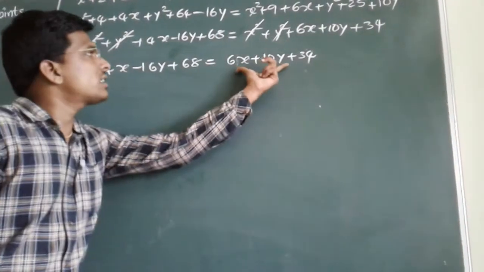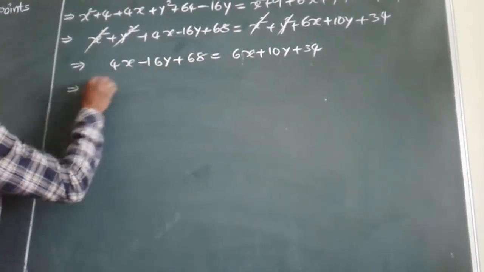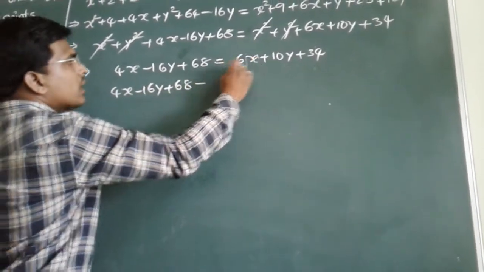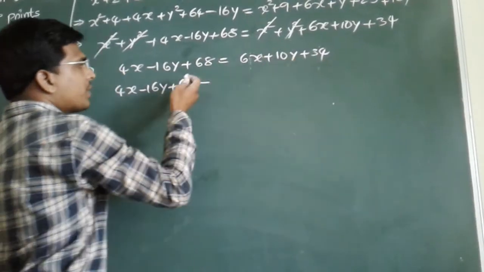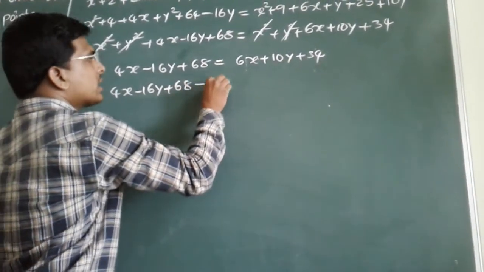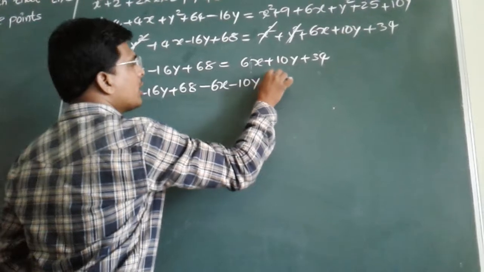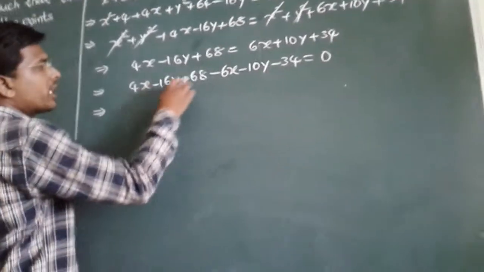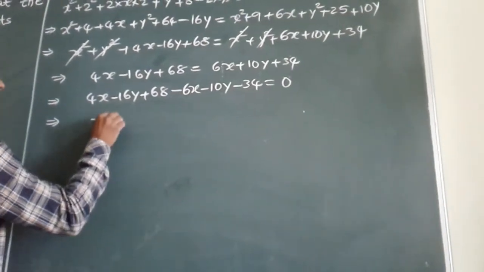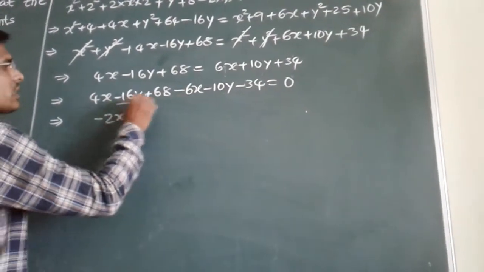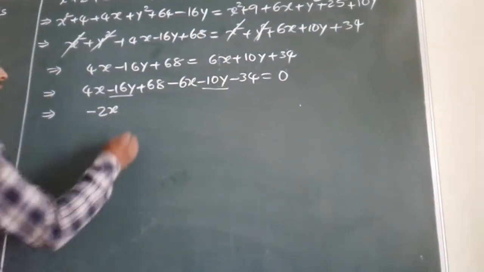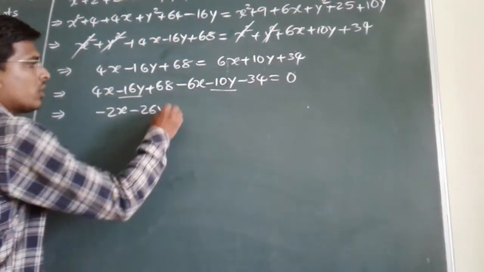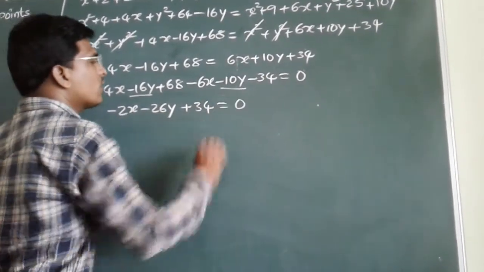Now bring all these terms to the left hand side. So we will get 4x minus 16y plus 68. All these have plus sign; if they are coming to the left hand side, they will get minus sign. Minus 6x minus 10y minus 34 is equal to 0. Plus 4x minus 6x, how much? Minus 2x. Minus 16y and minus 10y, so minus 26y. Plus 68 and minus 34, so plus 34 is equal to 0.